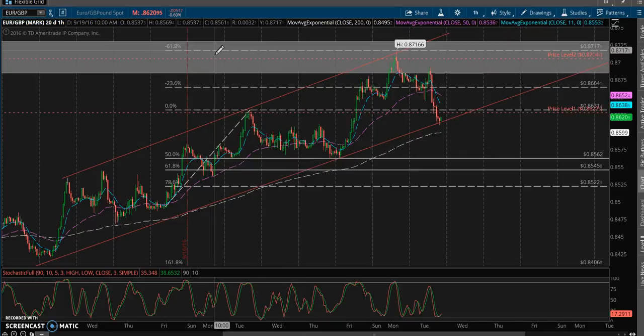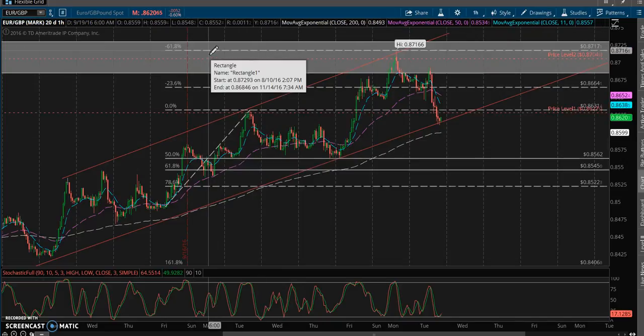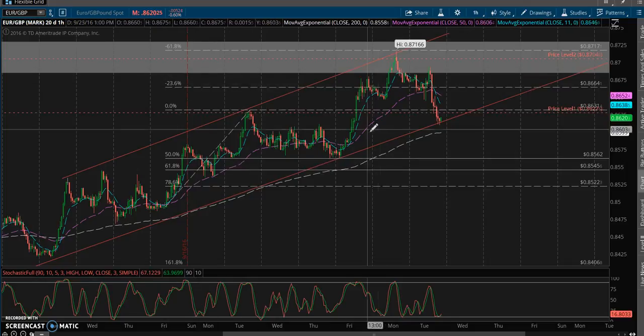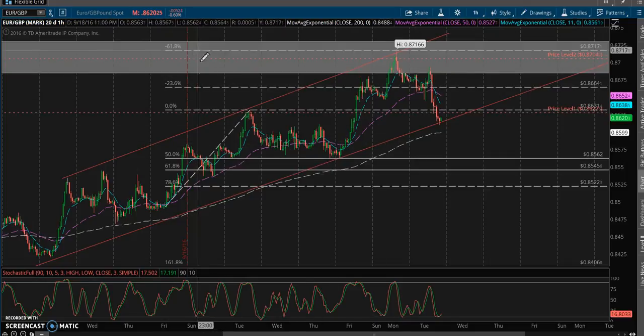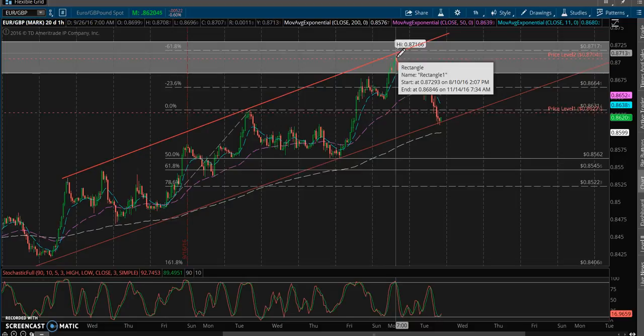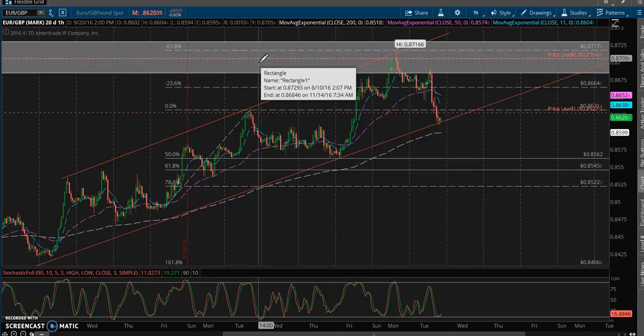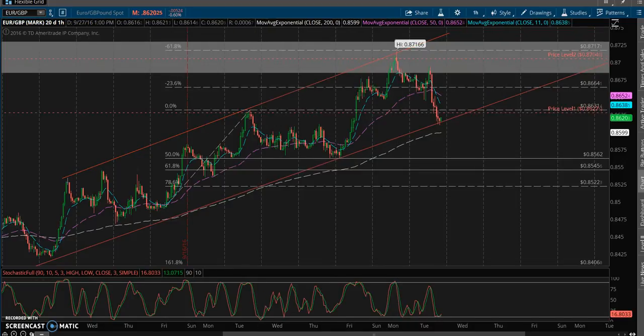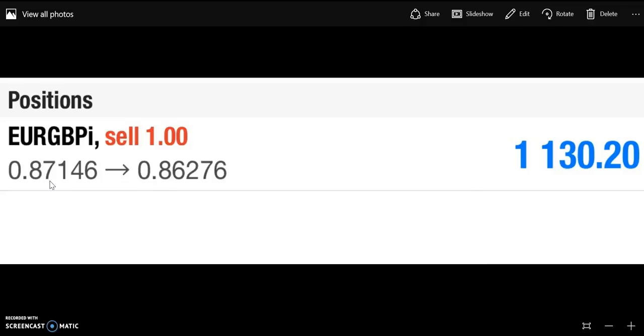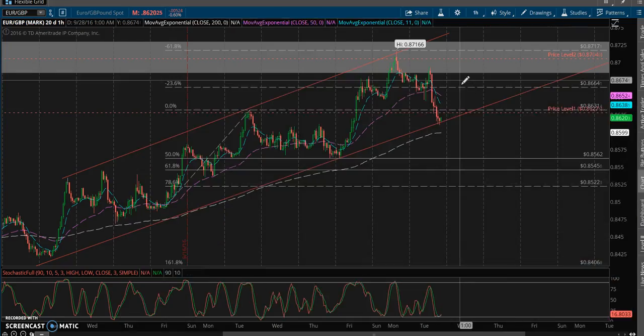What I have been keeping my eye out for was that 61.8 and even that 23.6 were areas of interest, because that 61.8 fell literally smack dab at channel top, as well as that resistance level right there. So for me, that was a trigger to entry. I got in, 87.146 is where I shorted from.